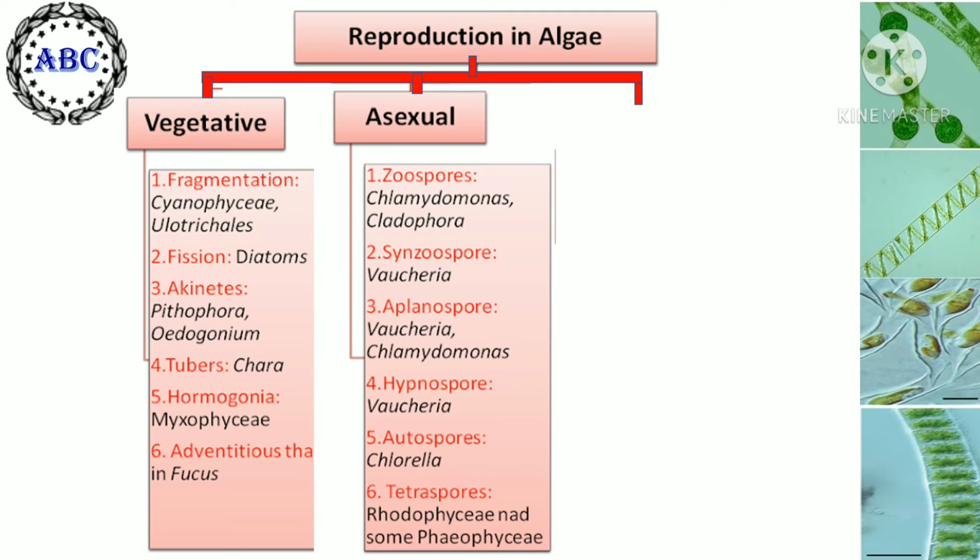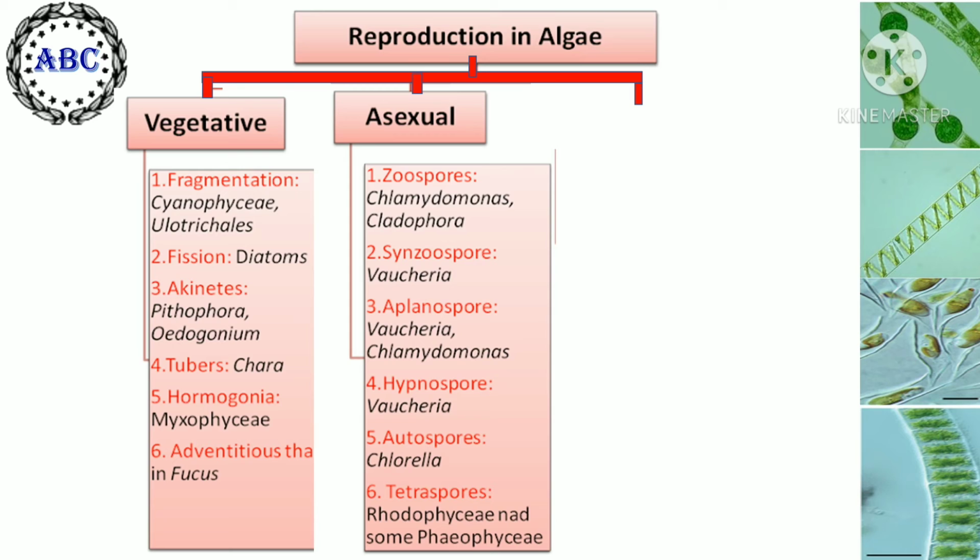In Vaucheria, a compound zoospore called synzoospore is also formed. So synzoospore is nothing but a compound zoospore structure. Third one, aplanospores. Aplanospores are formed under unfavorable conditions. Aplanospores are non-motile structures in which protoplasm gets surrounded by thin cell wall. The aplanospores on release develop into new plants.